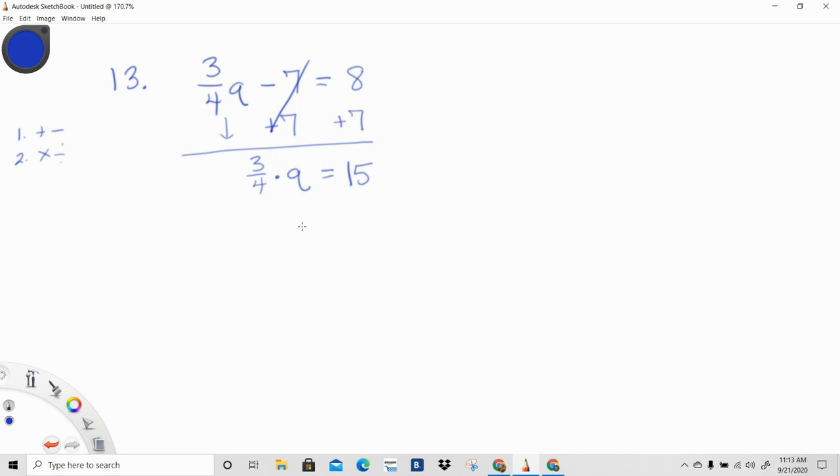Now, fractions as coefficients. That's what we call the number term in front of a variable, a coefficient. When you have a fractional coefficient, the way you need to get rid of it is to do what we call multiply by the reciprocal.